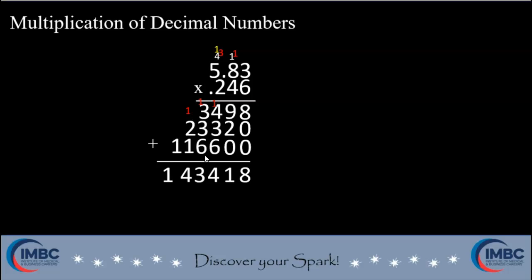So now we replace the decimal. We count how many decimals were in our problem. So on the first number we had 2 decimal places. The second we had 3. So we have to move our decimal 5 decimal places. So 1, 2, 3, 4, 5. So the decimal comes right between the 1 and the 4.